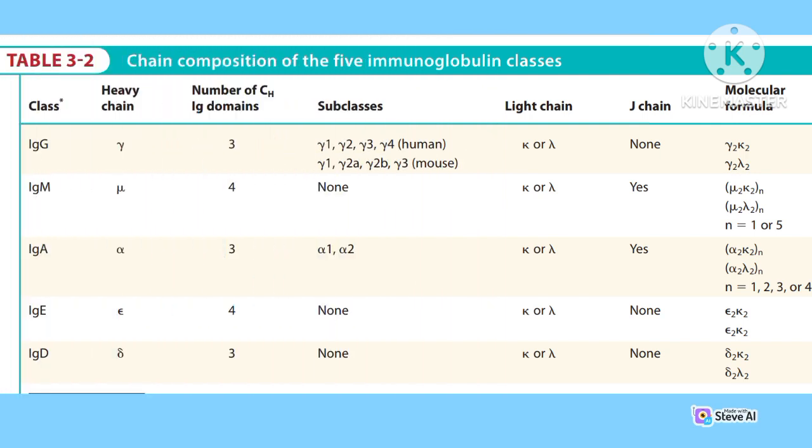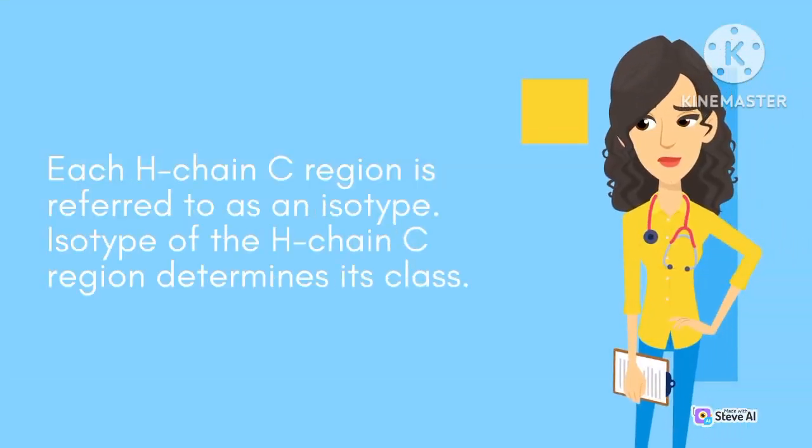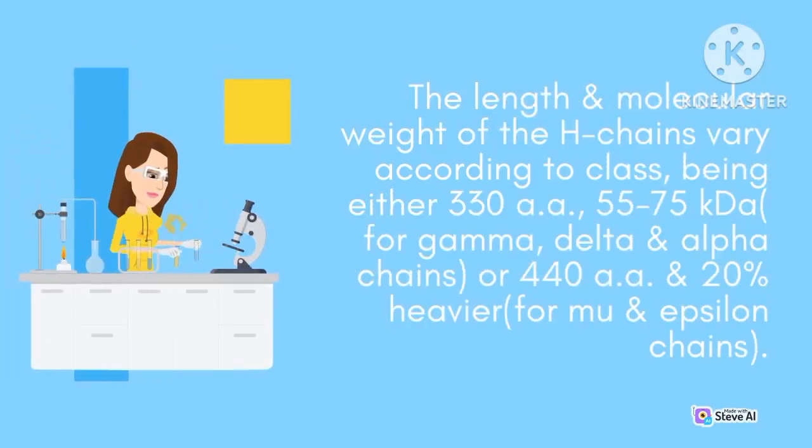There are five major classes of antibody H chains: mu, IgM; delta, IgD; gamma, IgG; epsilon, IgE; and alpha, IgA. Each H chain C region is referred to as an isotype. The isotype of the H chain C region determines its class. The length and molecular weight of the H chains vary according to class, being either 330 amino acids, 55 to 75 kDa for gamma, delta, and alpha chains, or 440 amino acids and 20% heavier for mu and epsilon chains.